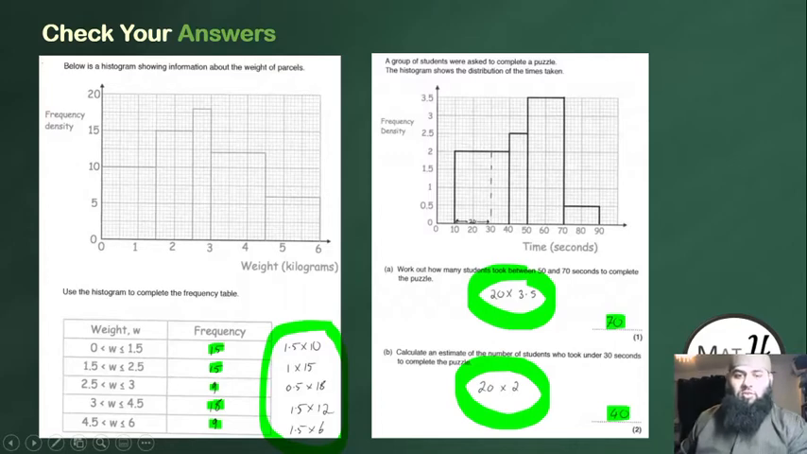The next question, question number B, says calculate an estimate of the number of students who took under 30 seconds to complete the puzzle. So we have to just draw a line where under 30 seconds. That's what we did in our example previous lesson. And under 30 seconds, the difference between 10 and 30 is 20, and our height of the bar reaches up to 2 on the frequency density axis. We do 20 times 2, and we should get 40. We get 40 students.